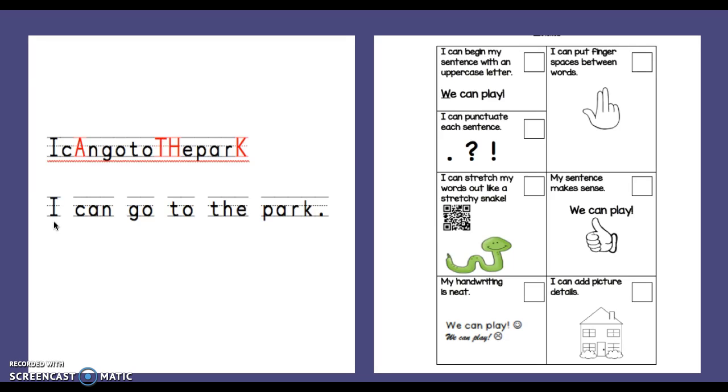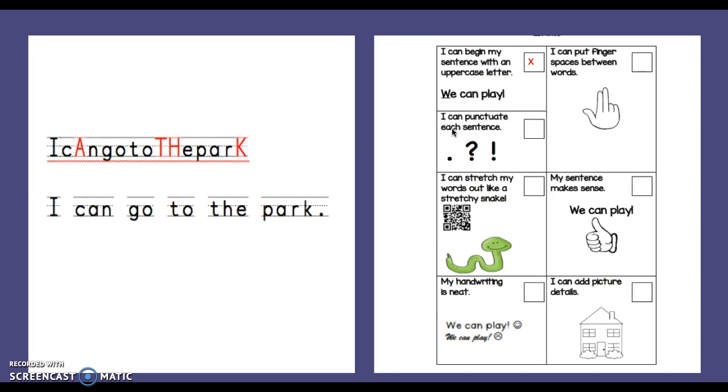Now you check your writing and see if you have an uppercase letter. It might not be the letter I like mine. It might be like a W like this one. See if you have an uppercase letter. And if not, pause this video and fix it. Now you can put an X in that box. On to the next part.